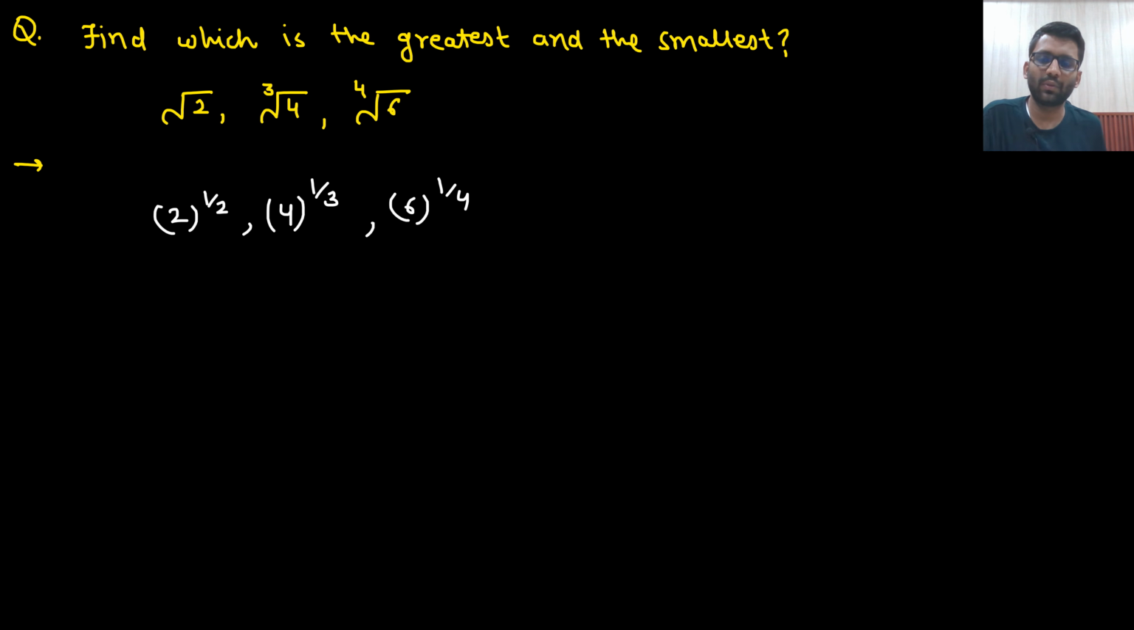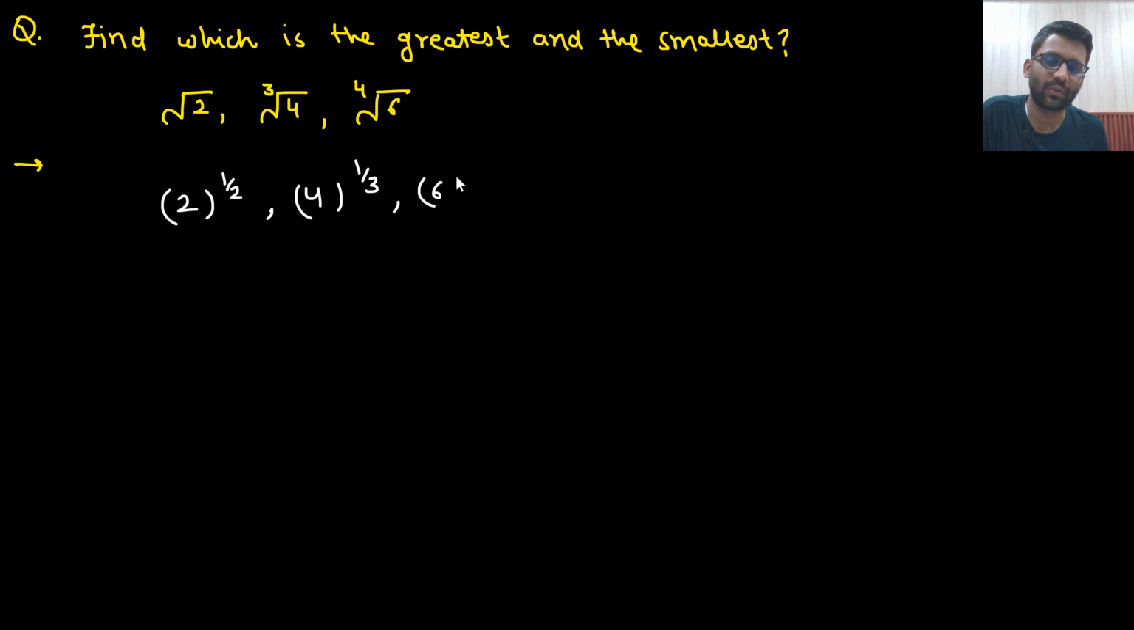So this is square root of 2, cube root of 4, and fourth root of 6. So what I can write: 2 to the power 1 by 2, 4 to the power 1 by 3, and 6 to the power 1 by 4. Actually in the GATE examination you will have a calculator, so you can calculate the values and tell the answer, right? But let's say you don't have the calculator, how will you solve it?